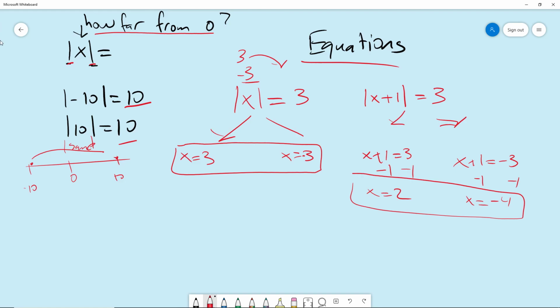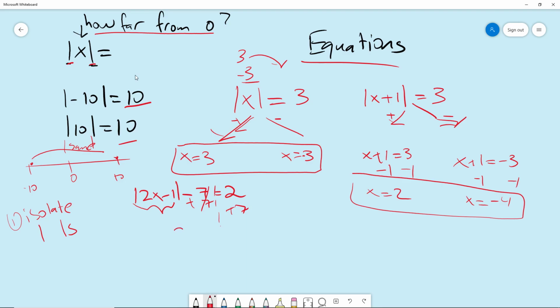Now let's do one that's got a little bit more to it. So I might have an absolute value that has numbers outside of my bars even. So let's say I have something like this, equals, let's not make it too insane, let's just make it a 2 here. So if my absolute value bars aren't by themselves already, I can't make my positive and my negative equation. I've got to get the bars by itself first. So isolate bars. So I'm going to add 7 to both sides, balancing.